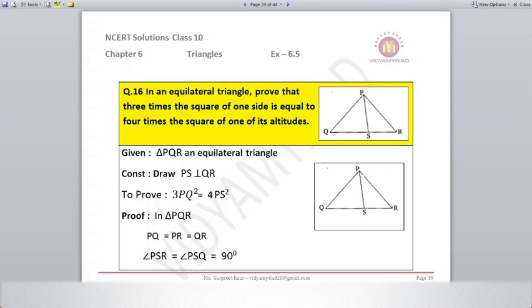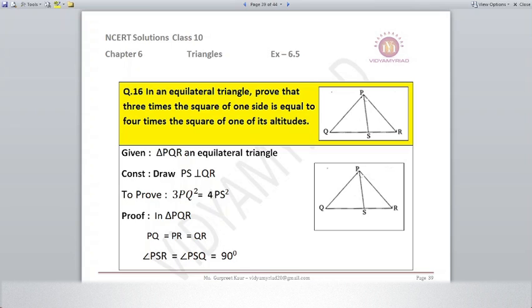Question number 16. In an equilateral triangle, prove that 3 times the square of one side is equal to 4 times the square of one of its altitudes. Now here PQR is our equilateral triangle and PS is perpendicular to QR. We have to prove that 3PQ square is equal to 4PS square. That is, they are saying 3 times the square of one side. So you can take any side. Here I have taken PQ as my side, and it is 4 times the square of its altitude, that is PS.